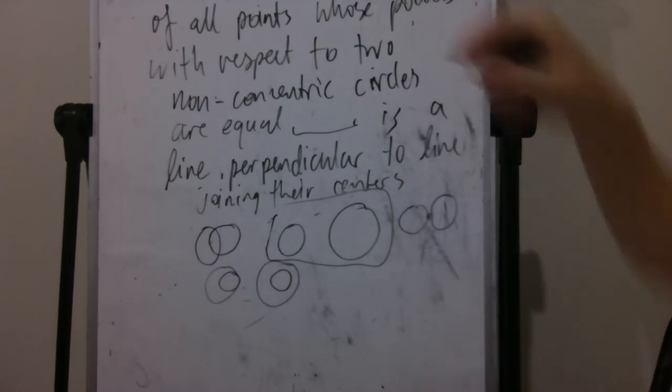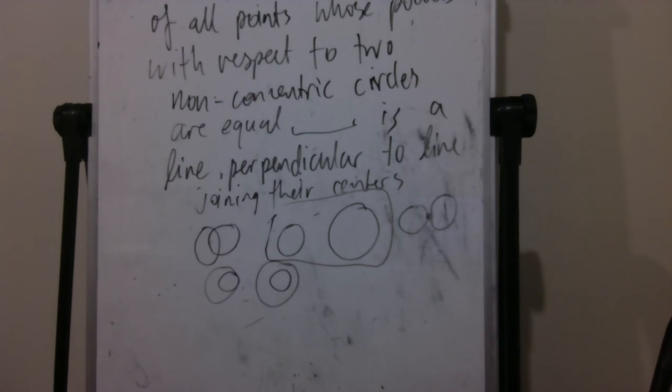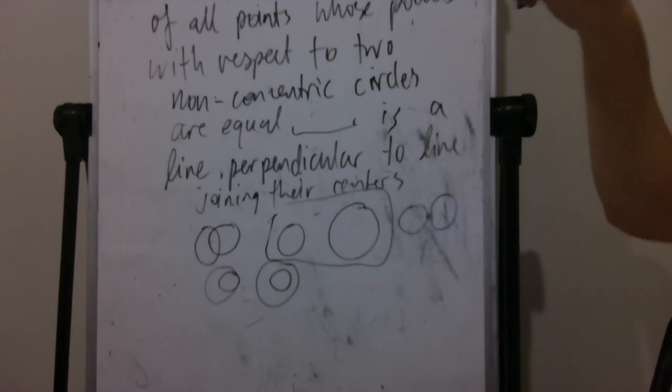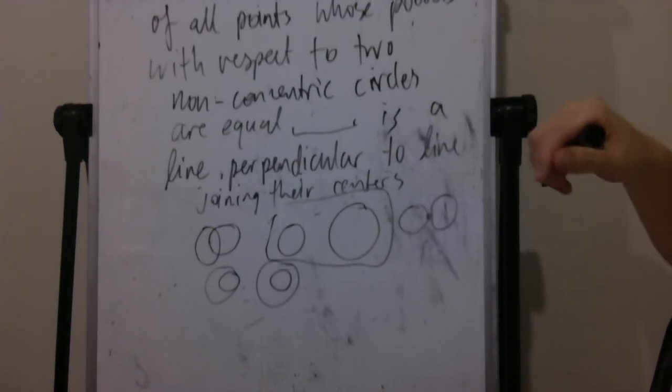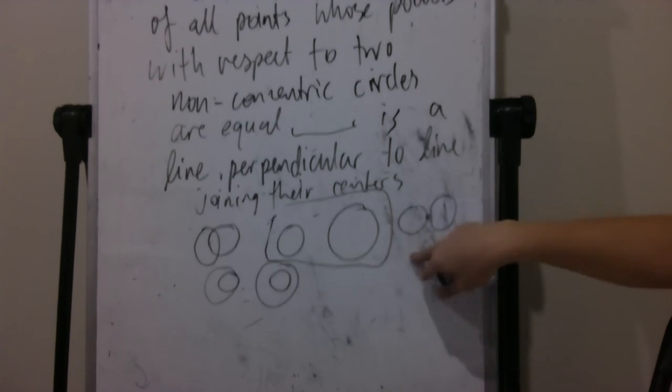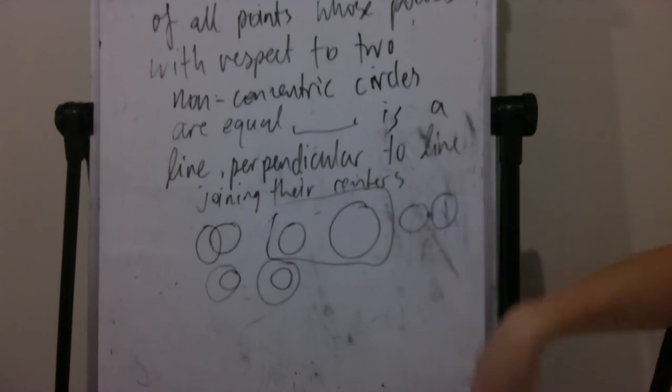Wait, so just the locus, the radical axis, like the line. Yeah, so it's the locus of the points where they have equal powers. Because they have a power of a point for circle 1 and a power of a point for circle 2, right? If they're both equal, I get all the points where they're equal to each other.